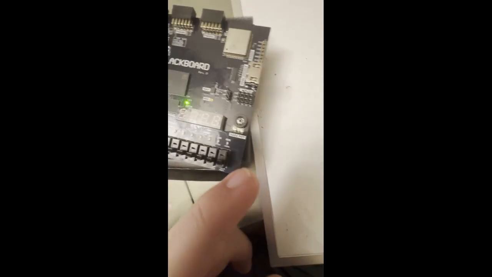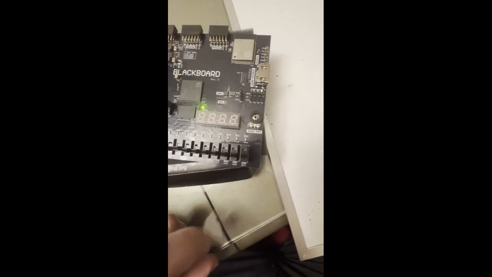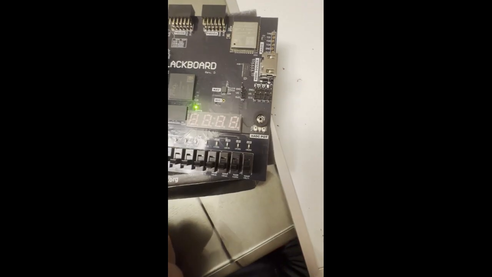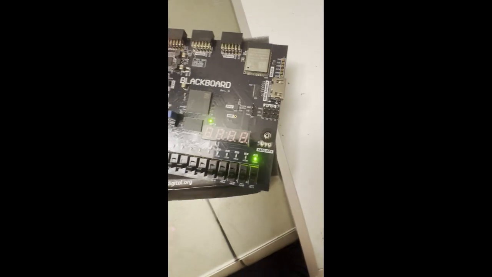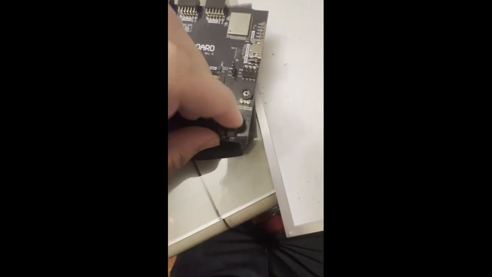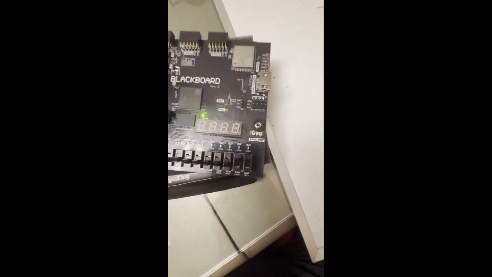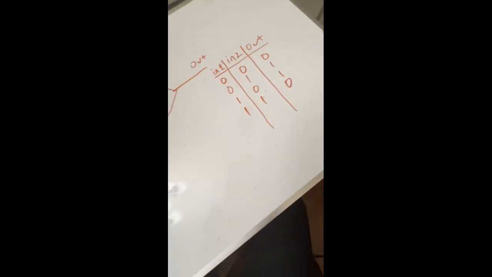We have 2 switches for our inputs and 1 LED as our output, and as we can see, the switches are set to 0, 0, which gives 0 on the LED, which indicates that it's off. And when we turn on switch 1, we see that the LED is now on. If we turn off switch 1 and turn on switch 2, we see that the LED is on. And when we have both switches enabled, the LED turns off, which matches the truth table of the exclusive OR gate.